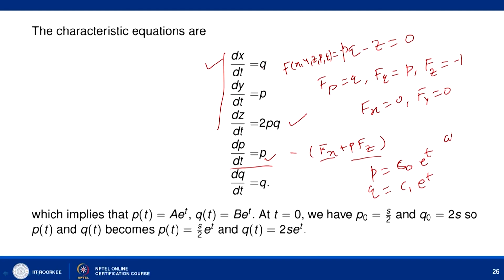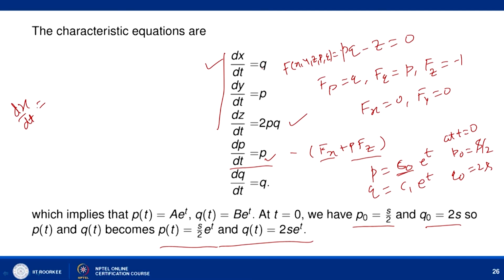So, here at t equal to 0, we already know that p naught is equal to what? p naught is given as s by 2 and q naught is equal to 2s. So, we can write here the value of c naught is equal to s by 2 and the value of c1 is equal to 2s. So, we can write pt as s by 2 e to the power t and qt as 2s e to the power t.